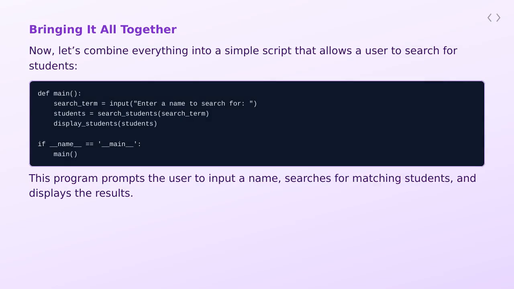Now, bringing it all together. Now, let's combine everything into a simple script that allows a user to search for students. Add the Python snippet shown on screen to your application file, then use the run command displayed below. This program prompts the user to input a name, searches for matching students, and displays the results.